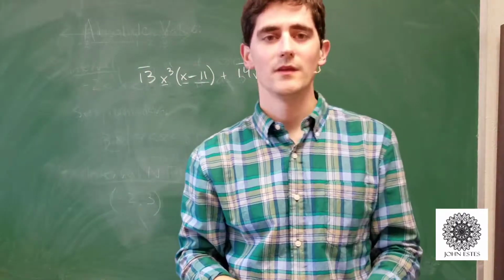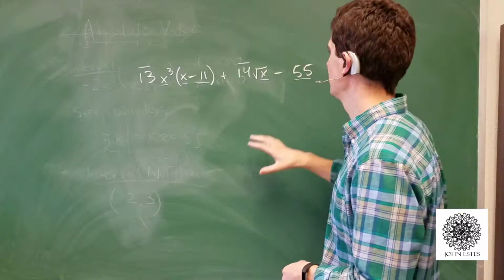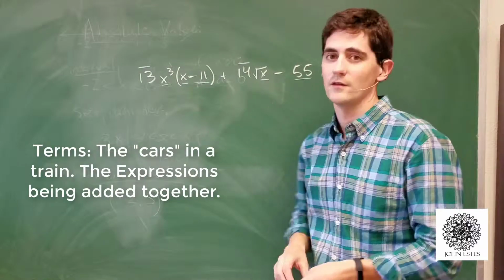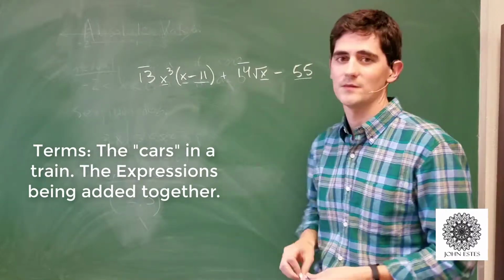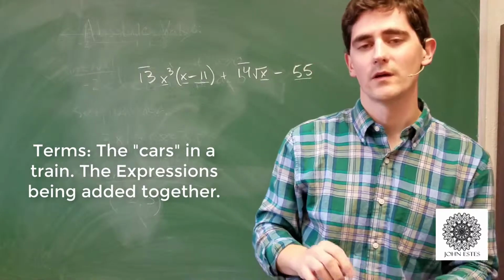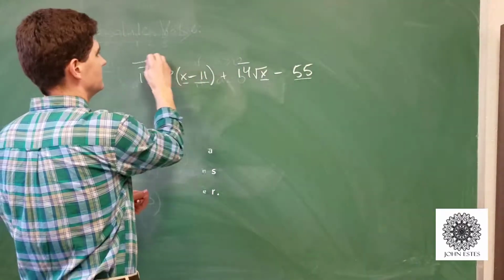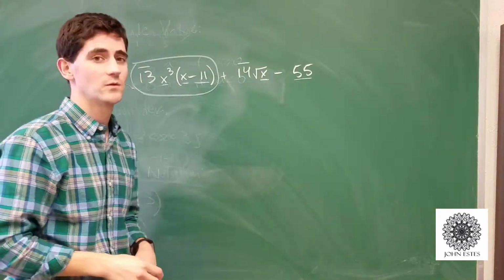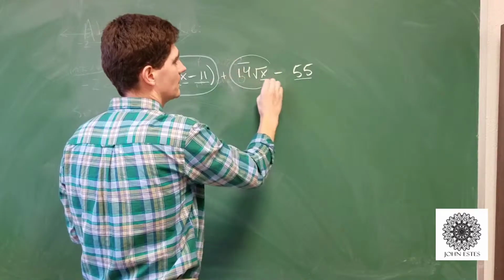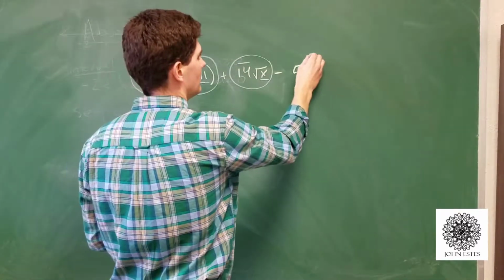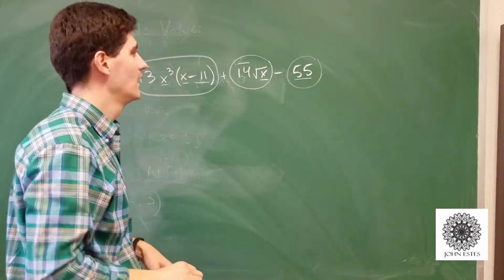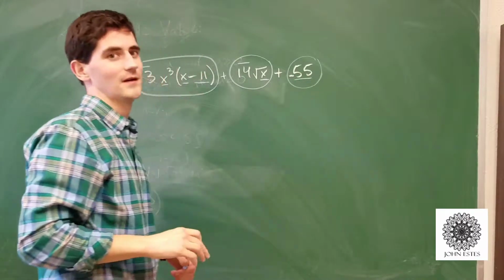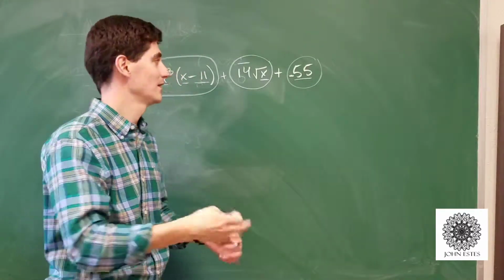Okay. Now within this expression, if you can picture it maybe like a train, you'd have different cars in this train separated by the plus and minuses. Those cars are what we call the terms. So my first term is all of this. 13x cubed times x minus 1 is the first term. 14 times the square root of x is the second term, and the 55 at the end is my third term. You may actually say that the third term is a negative 55, and so instead of saying minus 55, you have plus negative 55.